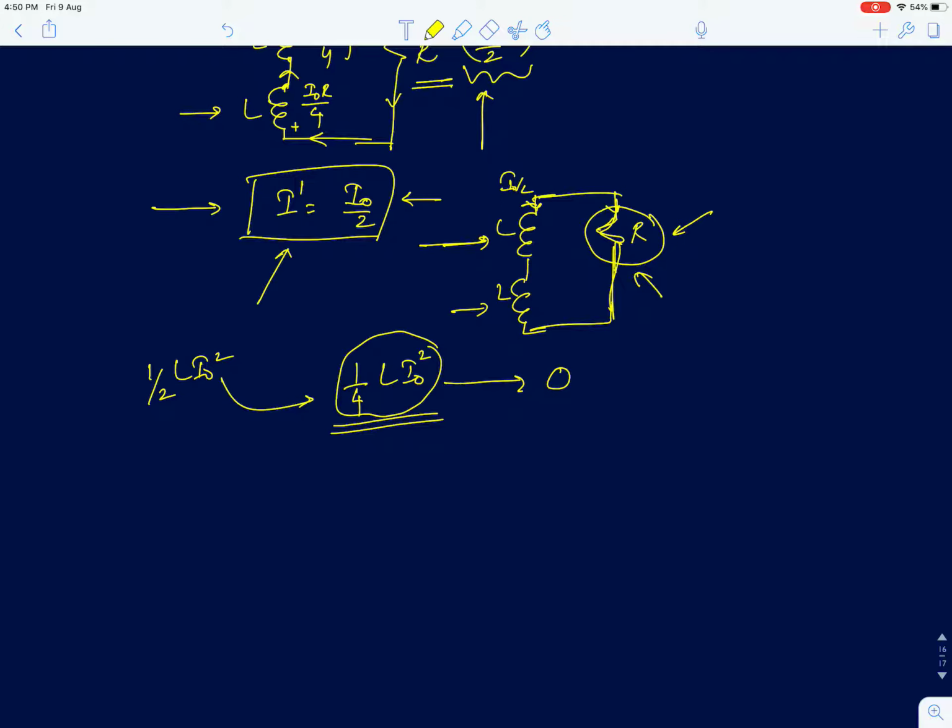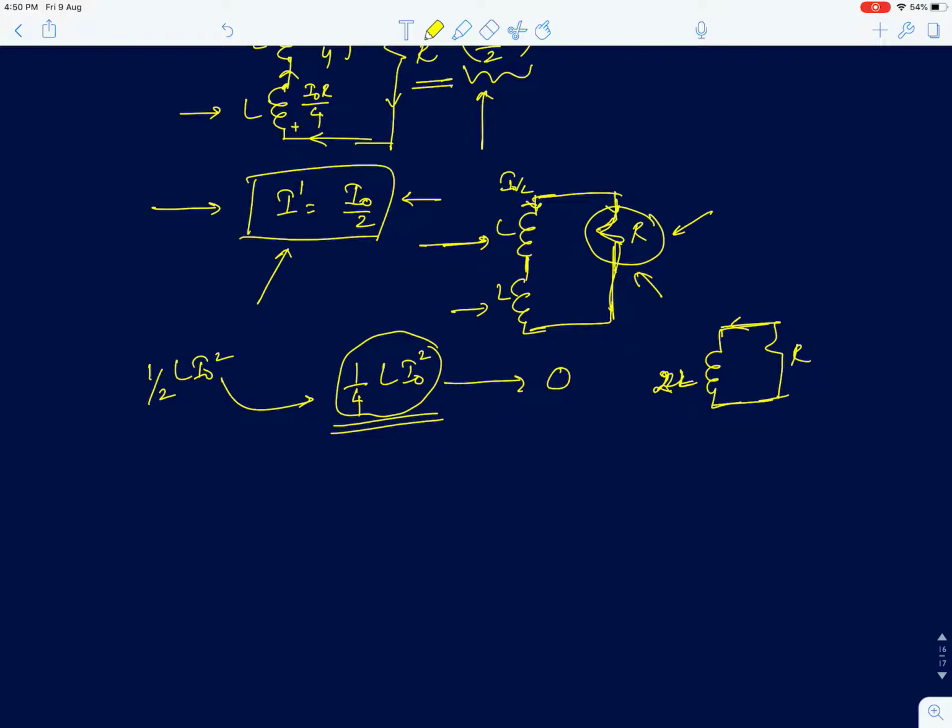Now, to analyze the circuit, it's pretty trivial. Again, you can show that it's a first order circuit. The two inductors will appear like a series inductor of value 2L. If two inductors are carrying the same current, then they are said to be in series, and the inductances add up. You will have a resistance R.